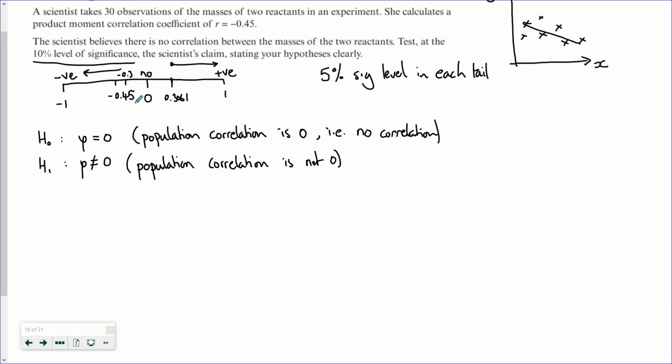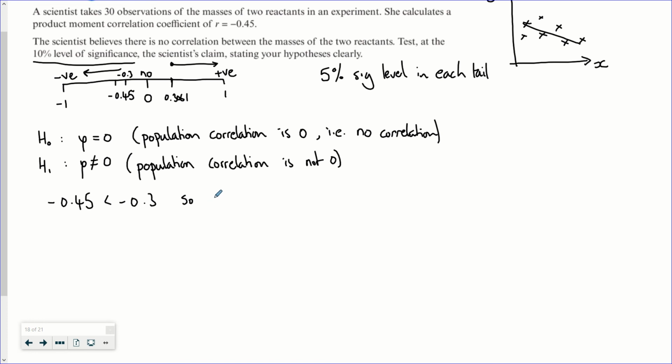So in this case, R is equal to minus 0.45. So we are in the critical region, so we can conclude that we're far enough away from zero to say that there is a correlation. So let's write that down. Minus 0.45 is less than minus 0.3, and by that we mean it's further away from zero, or closer to minus 1.